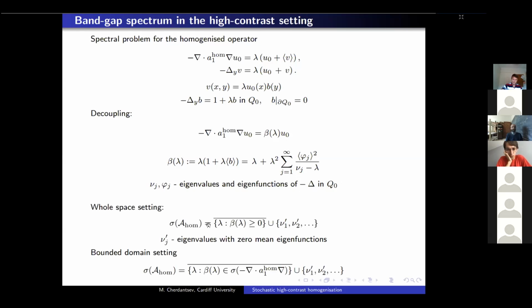Now, the spectrum of the homogenized operator is all the points lambda such that beta of lambda is positive. Then you need to take the closure of this set, and additionally you need to add to the spectrum eigenvalues of this Dirichlet Laplacian which correspond to zero mean eigenfunctions. If you look at this formula here, it's obvious that they are missing from it, because when you integrate with respect to y, these corresponding eigenfunctions just disappear from the sum. In the bounded domain setting, the only difference is that you take the points lambda such that beta of lambda belongs to the spectrum of this macroscopic operator.